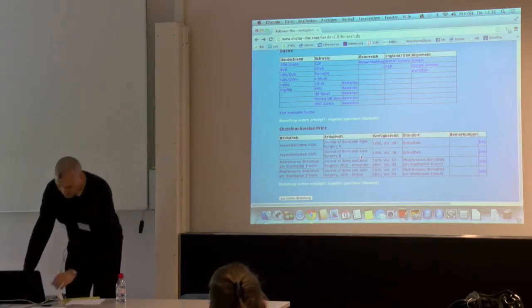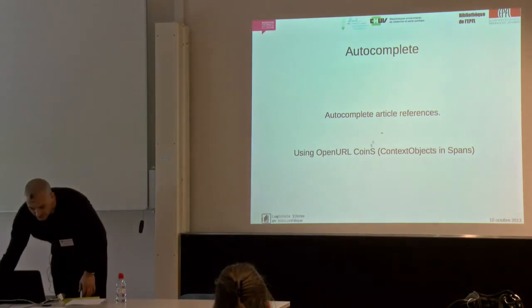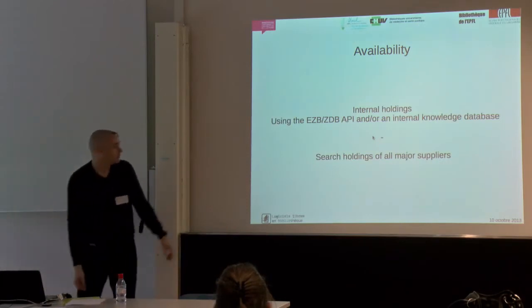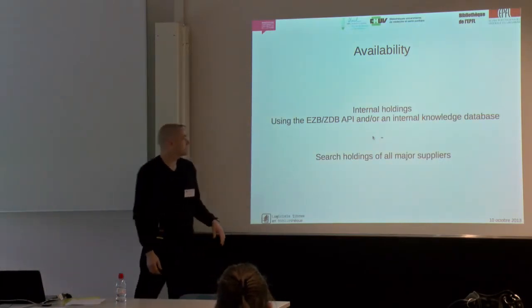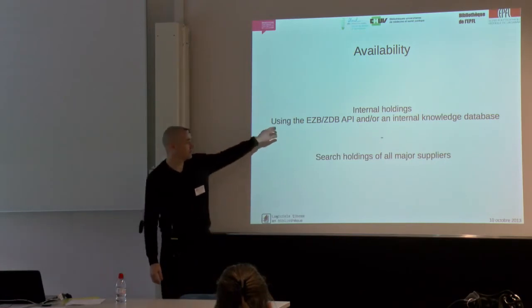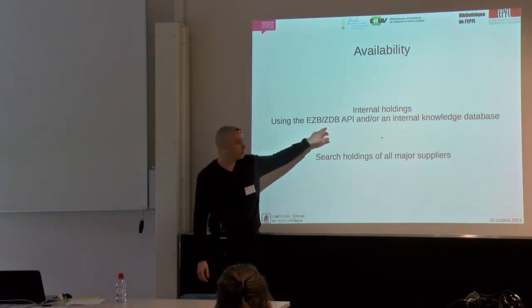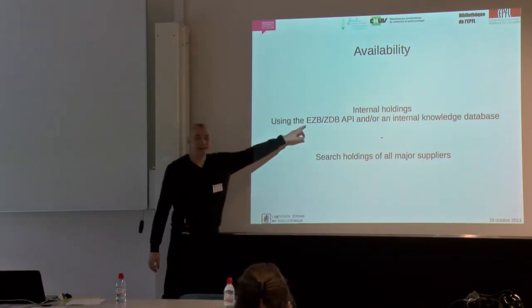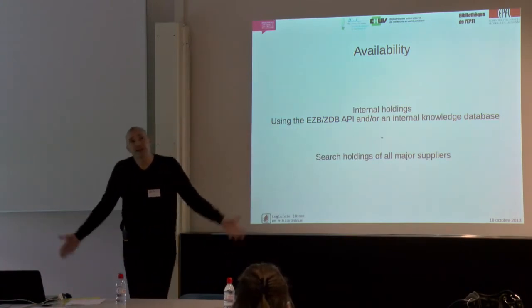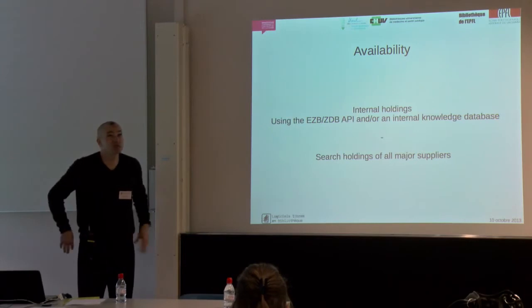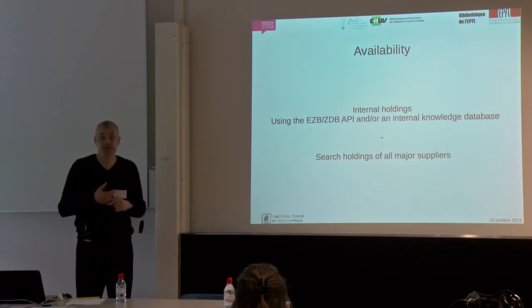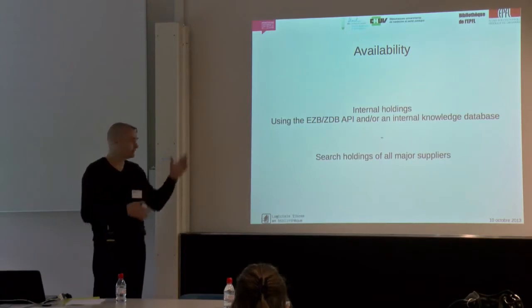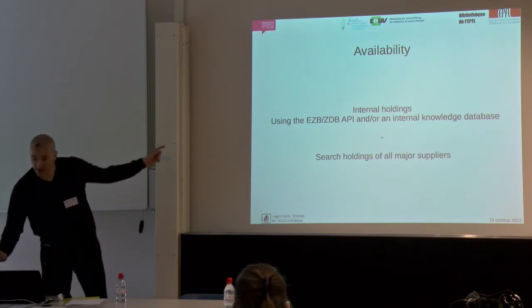Okay. So let's see if I missed something. That's autocomplete. We have seen this is availability. You can search all holdings of all major suppliers, as we have seen. It will also combine, show you again if you have an online holding or a print holding, which you have stored in DrDoc. This comes in very handy too, because we still have around 1,200 online licenses. So I don't know at every time if we have a license or not. It will show you again. Good idea to get a member of the EZB.